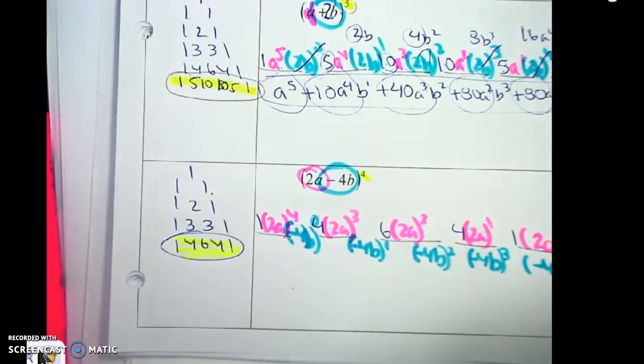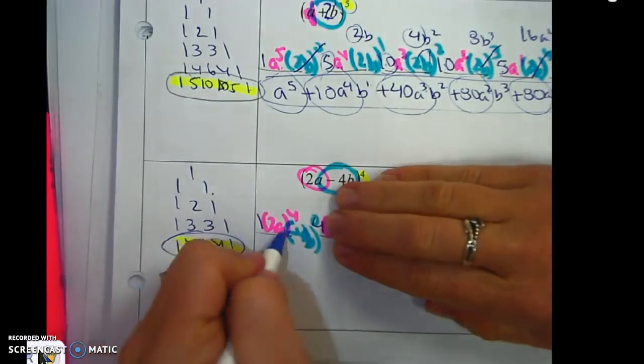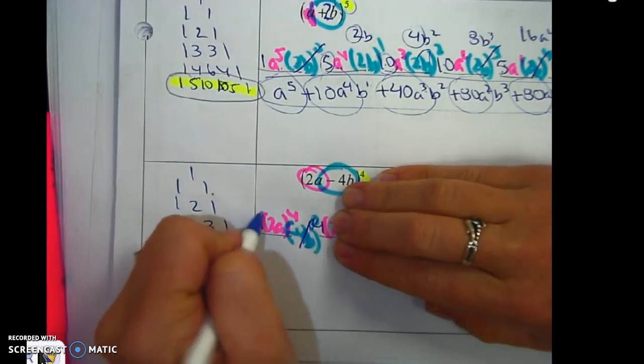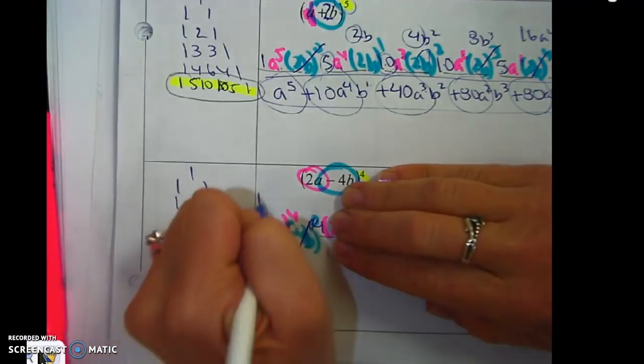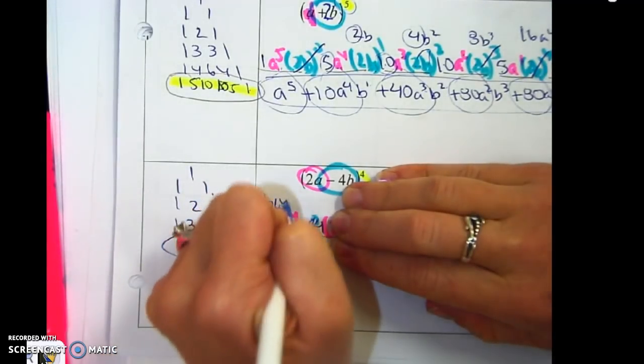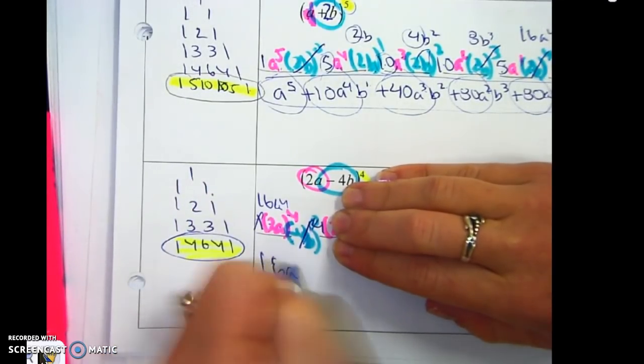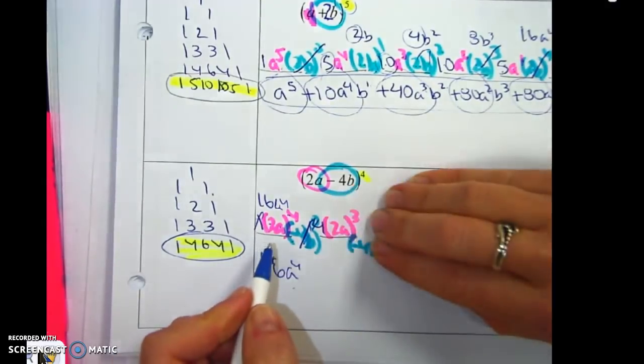Let's focus on the first group here. I don't care about the 1, and I don't care about the 0. So that's gone and that's gone. 2 to the fourth is 16, a to the fourth. I always like the first one. I feel like it's a lot easier for me. Let's go to the next one.